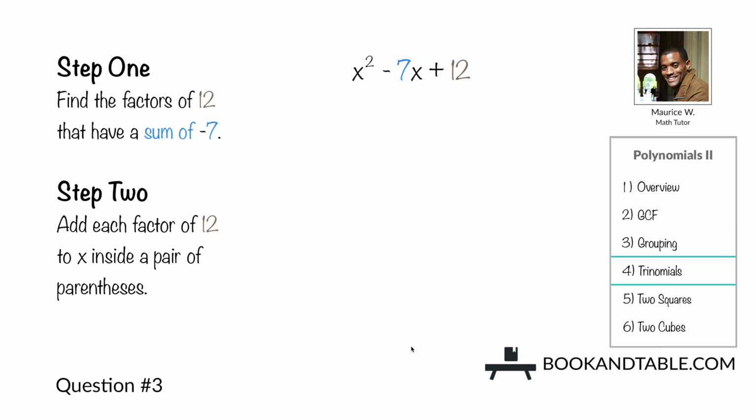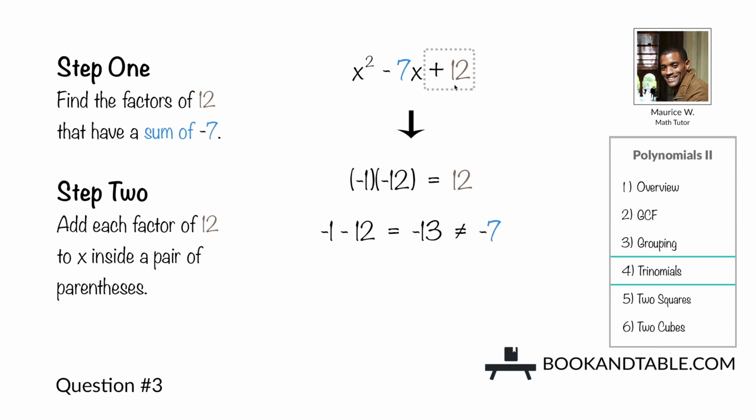Now let's have a look at question number 3. We're given the polynomial x squared minus 7x plus 12. So we want to find the factors of 12 that have a sum of negative 7. So we'll try negative 1 times negative 12, since that equals positive 12. I'm trying negative factors since their sum has to be negative. And two negatives times each other will give you a positive constant. That is why I tried two negatives. And when we find the sum of these two factors, we get negative 1 minus 12, which is negative 13. And that does not match the coefficient of our x, negative 7. So these are not the factors we are looking for.